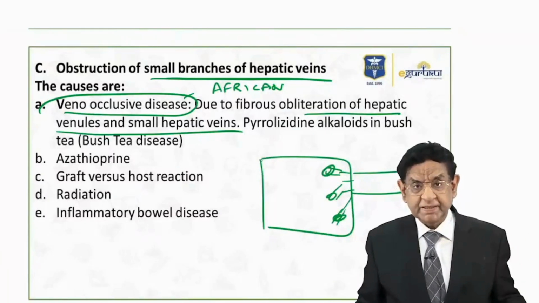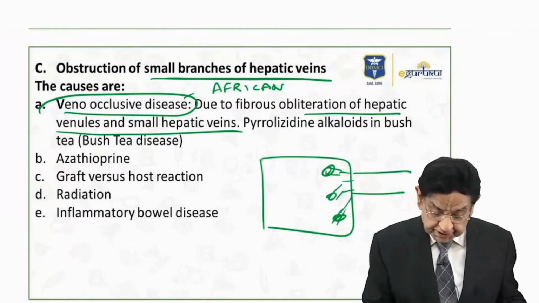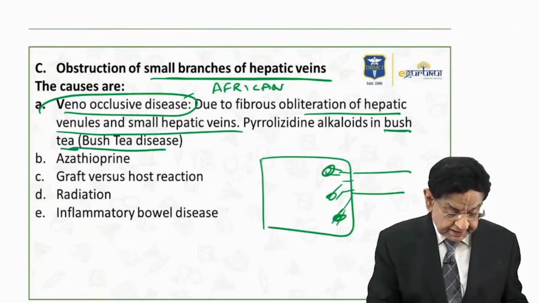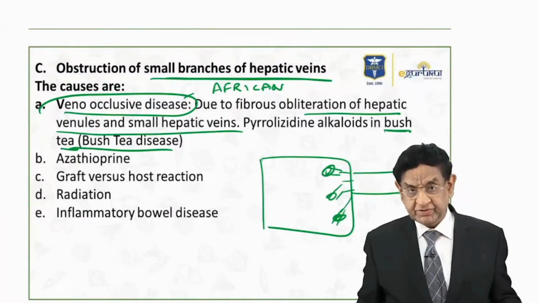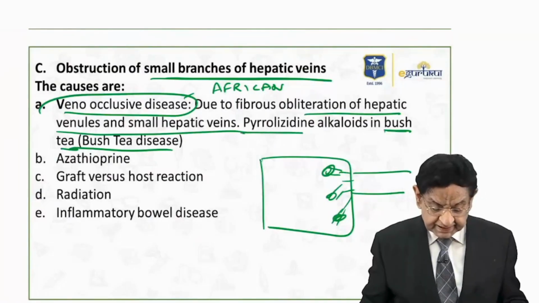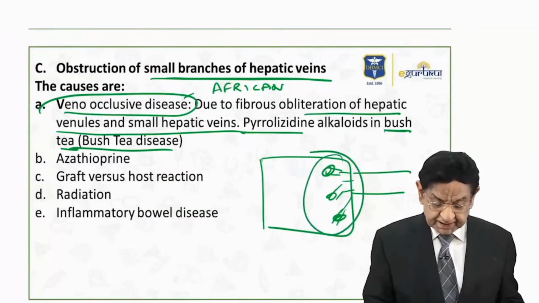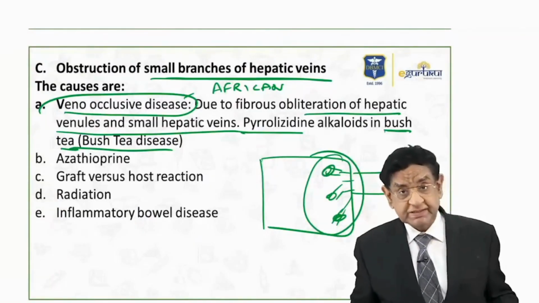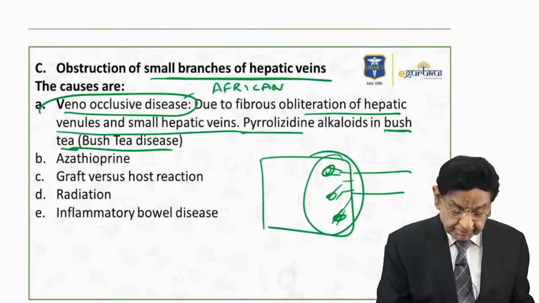because these people in some parts of North Africa consume a bush tea. That's why they call it bush tea disease. It's a wild variety of tea that contains an alkaloid called pyrrolizidine. With this alkaloid, these people develop fibrosis and obstruction in the small hepatic venules. The keyword to be remembered here is veno-occlusive disease, the only keyword you have to remember.